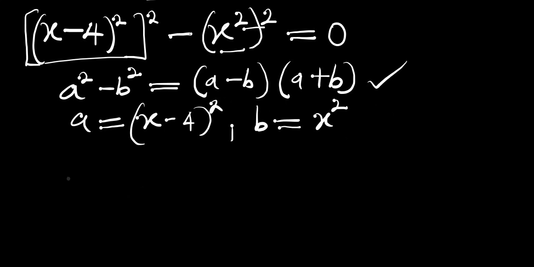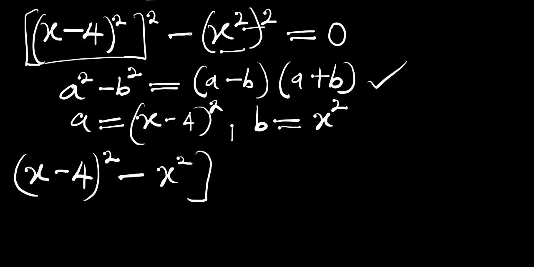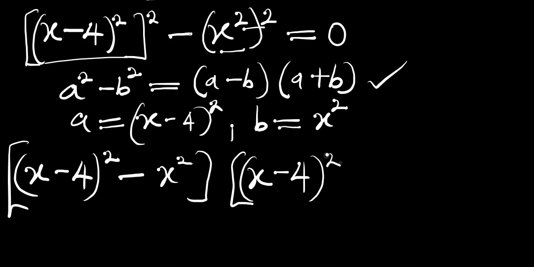A minus b means we are going to have (x - 4)^2 minus x^2. Then we have times a plus b, we write the same thing again, (x - 4)^2, then this is plus b, so we are going to have plus x^2. And this is equal to 0.